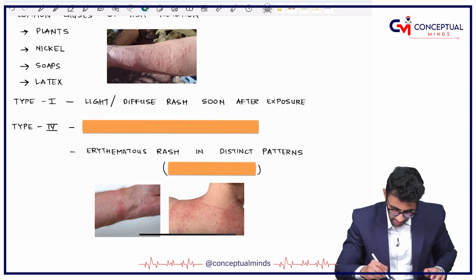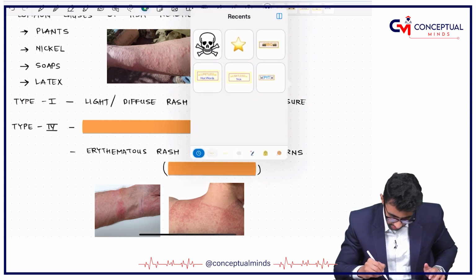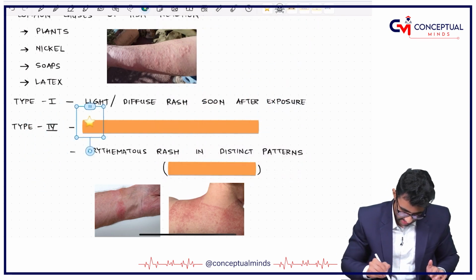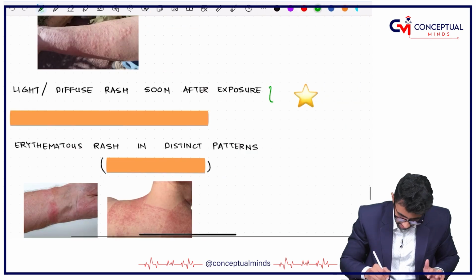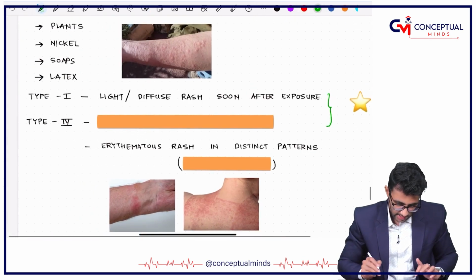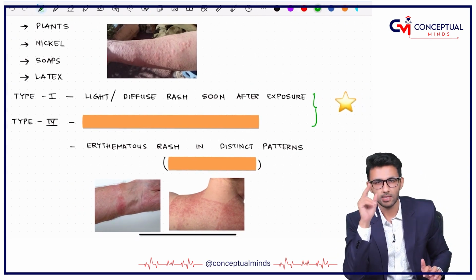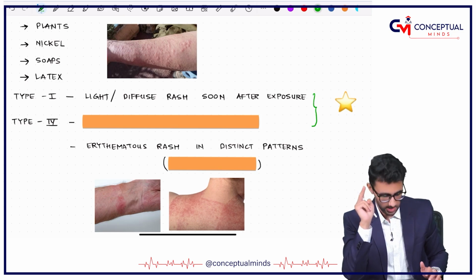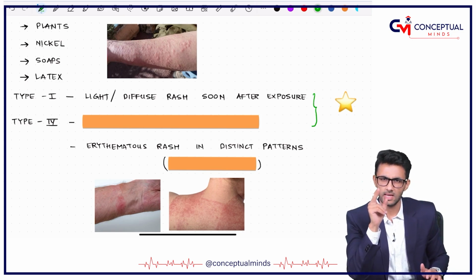So I'm going to give this topic a star. Yes, this is the star topic. These two things we have to remember. The type 1 hypersensitivity reaction is for the first exposure, and the type 4 hypersensitivity reaction is allergic contact dermatitis. So this is very important for us.